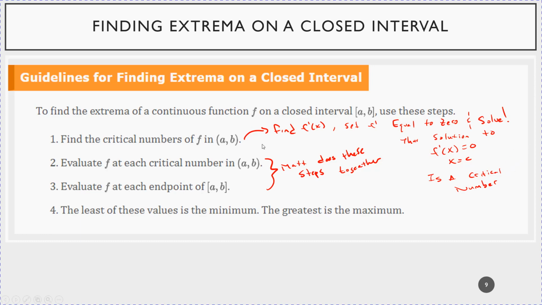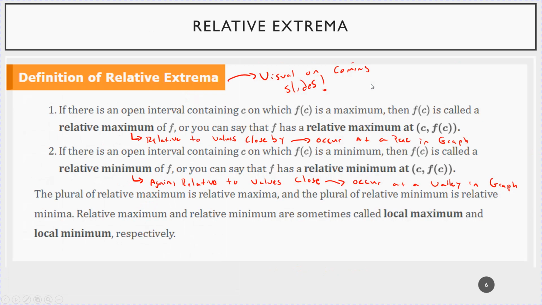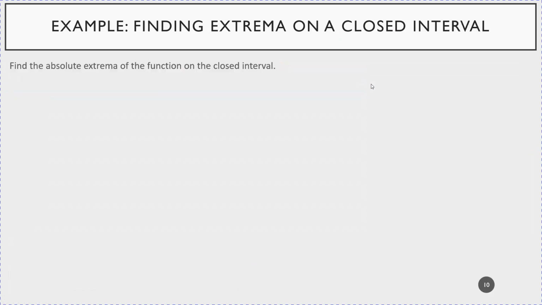So again, we're going to consider this function, f of x equals x squared minus 1, on this closed interval -2 to 3. Let's find the absolute extrema of the function on this closed interval. The first thing you have to do is find the derivative. Find f prime of x. That's really easy. The derivative of this just ends up being 2x.